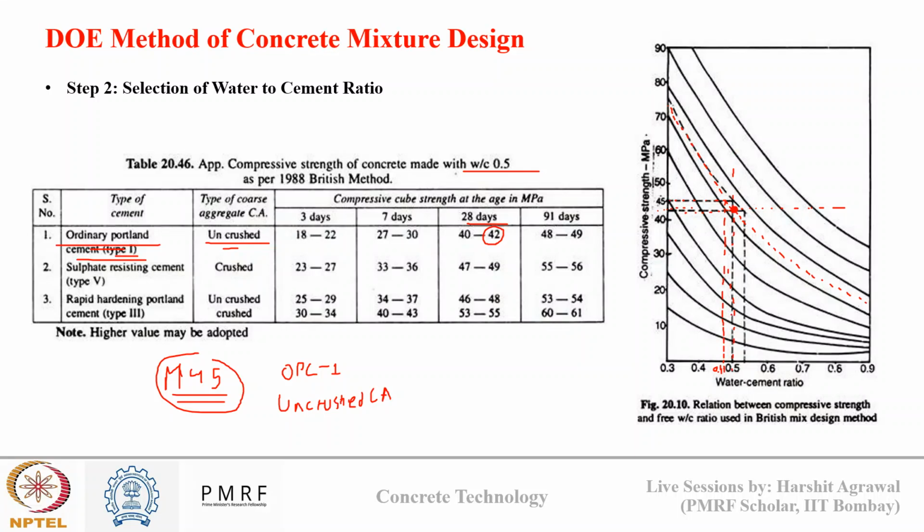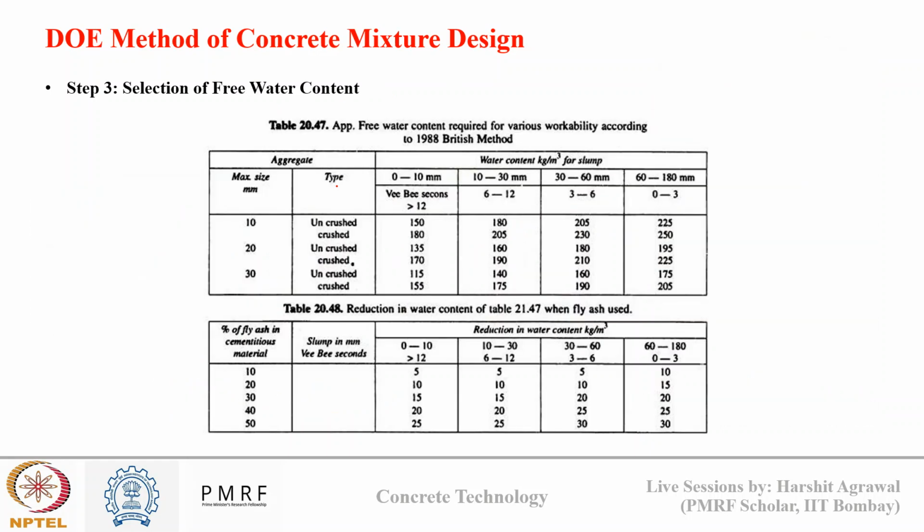So what we did, we drew a horizontal line through 42, and we drew a vertical line through W by C ratio of 0.5. We found the intersection point through which we made a curve parallel to the above and below curves, and on this curve for M45 grade we checked what W by C ratio comes. So this is the method presented by the British method. This is the way the British method defines the W by C ratio determination.